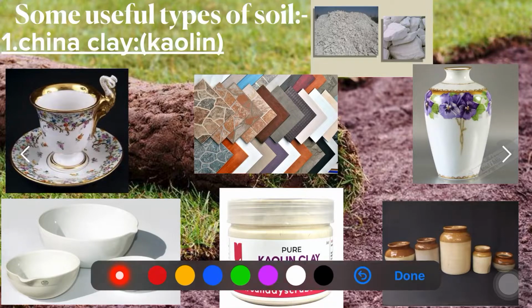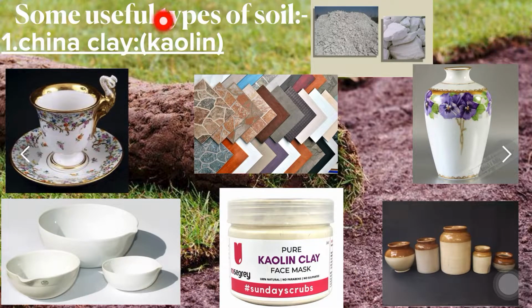Some useful types of soil. First one is China clay, which is also called kaolin. It is white in color. It is used to make crockery, bathroom tiles, tanks, laboratory apparatus, masks used in cosmetics, jars, etc.